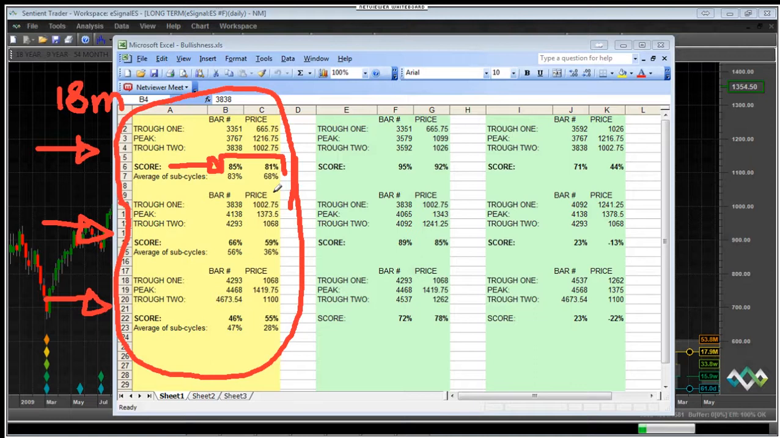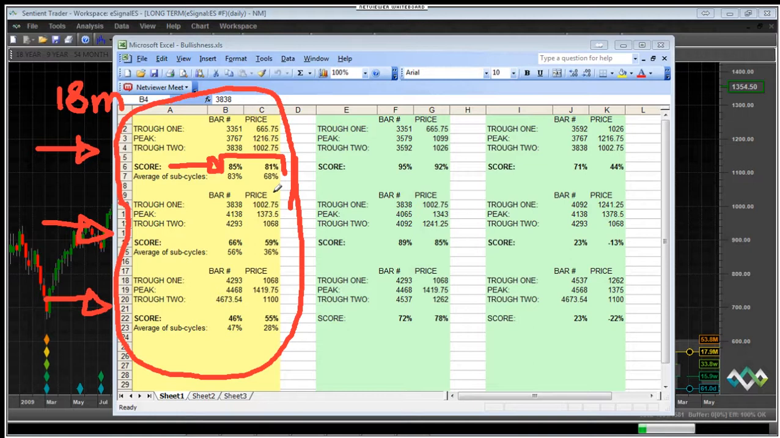But using this method, we calculate a bullishness of 85% and 81%. Can you see there are two numbers? The first number is 85%, and the second number is 81%. Where does that first number come from? I can tell you very simply that first number is a measure of how late the peak is occurring.